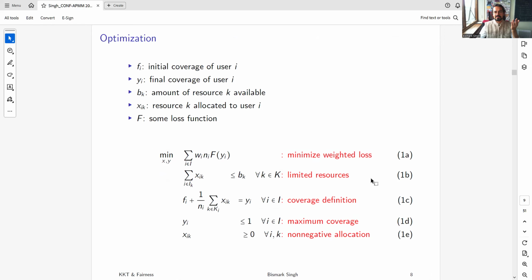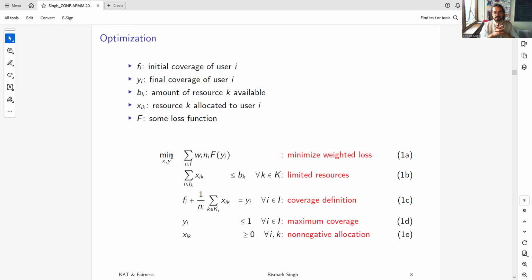You're just handing out a positive amount of resources. That's it. And with this setting, we would like to minimize some loss function. So that has some weights around it, w of i. If you don't like that, you could set all to 1. N_i is the population of the user, and there is some loss function around this f of y. So it's the same loss function for all the users. Sum those things up, and we would like to minimize this quantity.